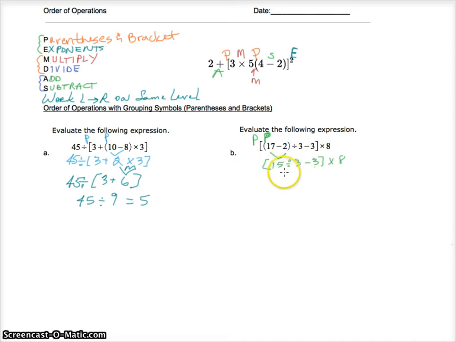Now inside I have divide. So I'm going to divide 15 by 3. I'm going to get 5 minus 3, bracket, times 8. I still have a parenthesis I have to follow before I can multiply by 8. And inside my parenthesis I've got subtract, so 5 minus 3 is 2 times 8, which gives me 16.